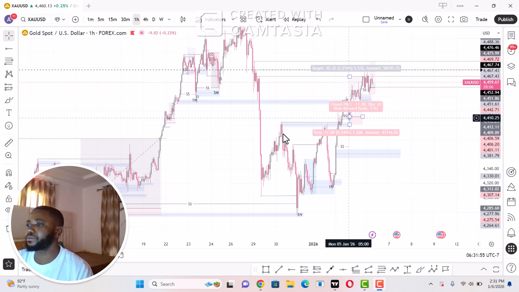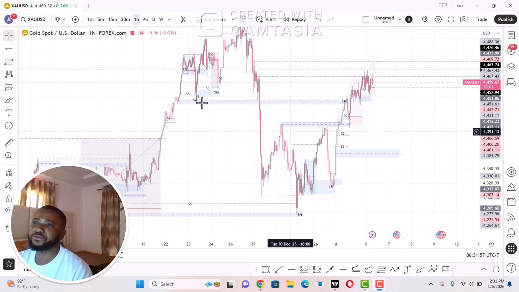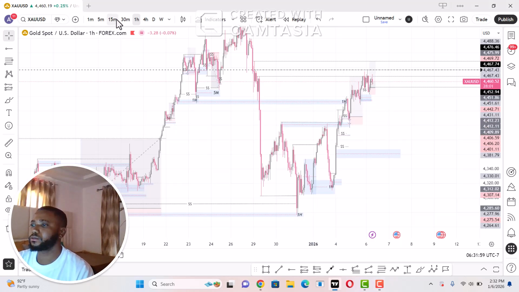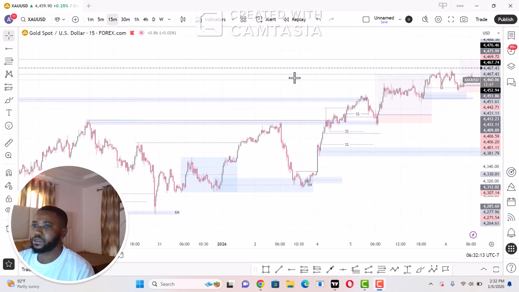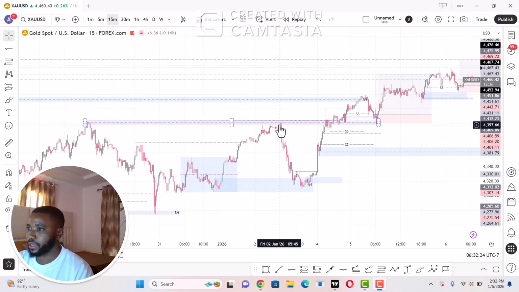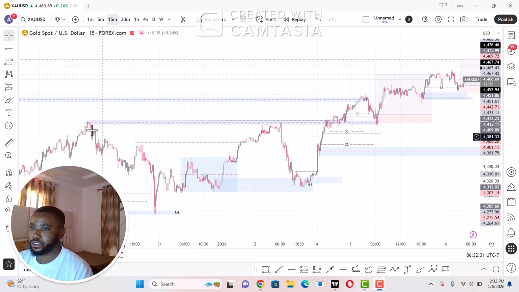I figure out that breaker block in the 15-minute time frame. That's a cause breaker block. You know, the market reacts to this. There's an order block right there. Can I call it a supply zone? There's a supply zone, there's a liquidity right here, and the market took it out.